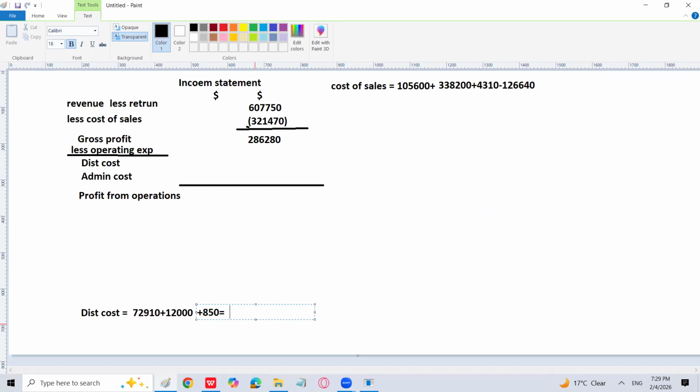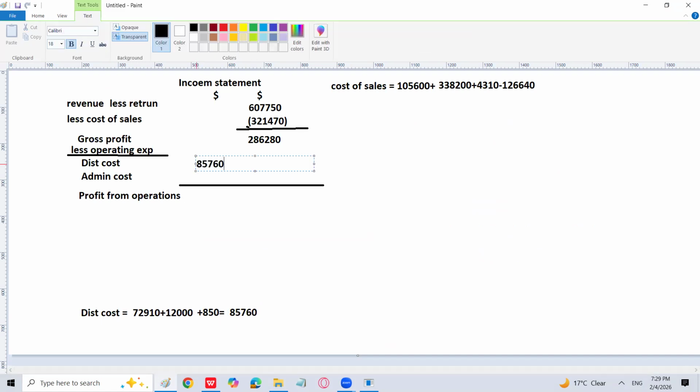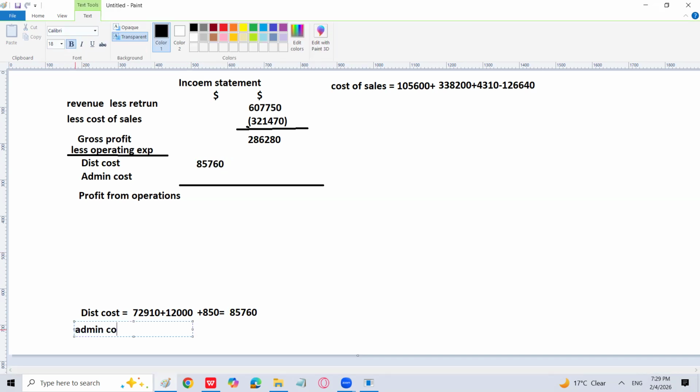72910 plus 12,000 plus 850 gives 85760. So I will write here the answer for the distribution cost we are having: 85760. Now I will go for the working of admin cost.